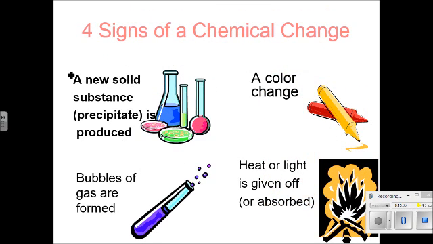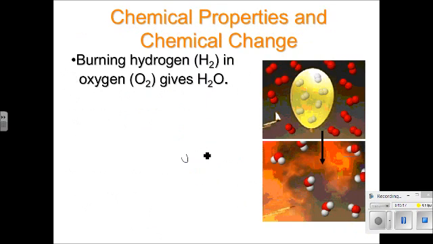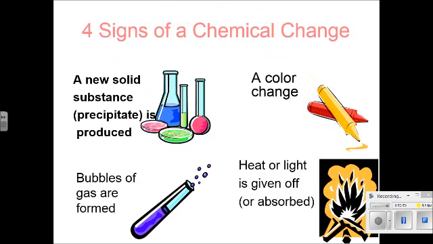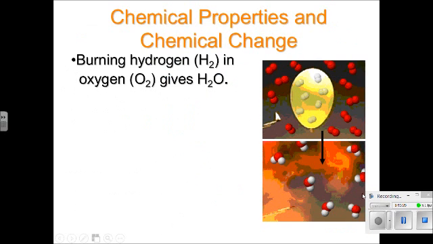So you have this is the first one, second one, third one, fourth one, and you also have a fifth, which is irreversible. Okay? Anyways, you guys get the idea. Irreversible. There you go. So, again, chemical properties and chemical change.